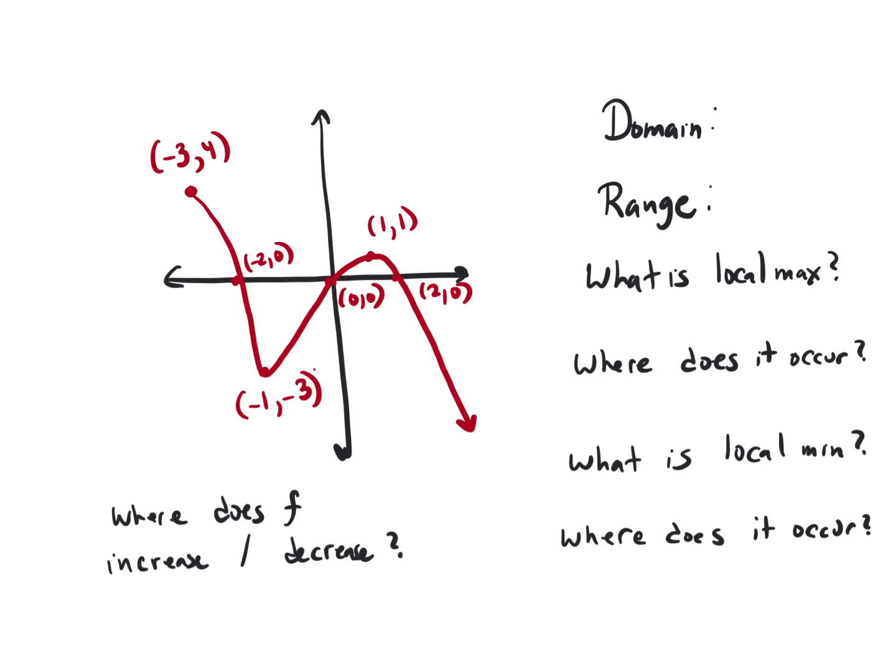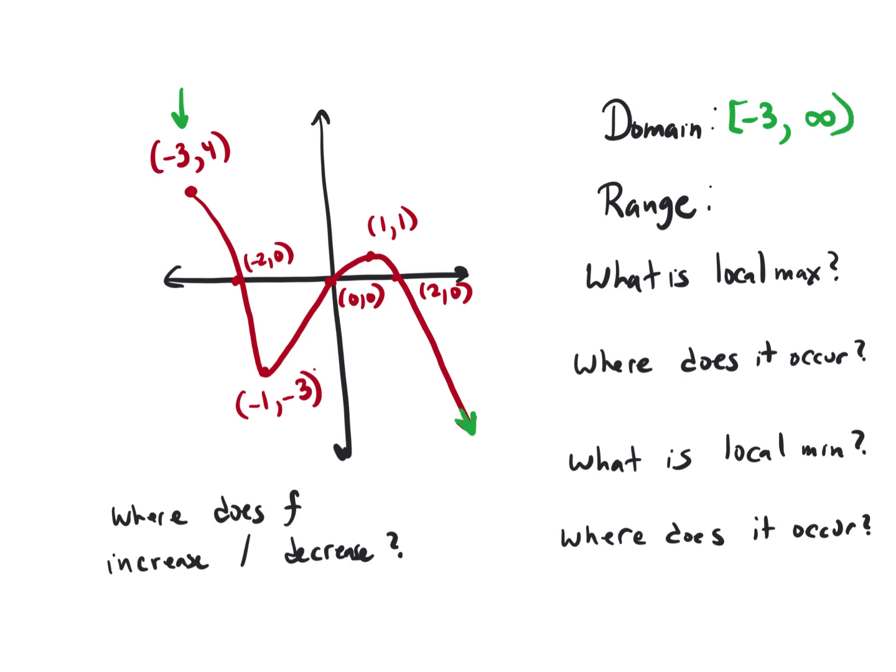All right, let's look at some things about this function: domain, range, max, min, increase, decrease. So for domain, the smallest value for x is going to be this -3. And then because the function has the arrow going down and to the right, it's actually going to go forever. So domain is -3 to infinity.